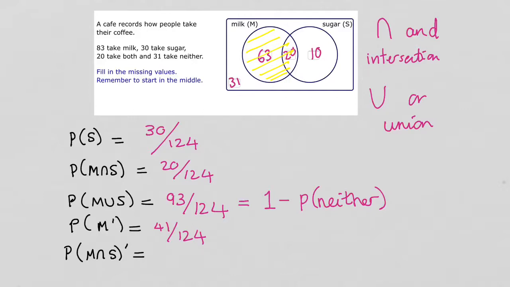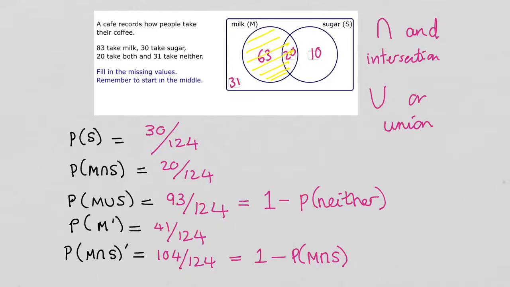Now I'm going to look at the next bit, which is milk and sugar not. Well, we've already done milk and sugar, and that was 20 out of 124. So milk and sugar not would be everyone who's not in that intersection there. So it could be people who take milk and not sugar. Could be people who have sugar and not milk. Or it could be people who have neither of those. So that's going to be 104 out of 124, which is 1 minus the probability of milk and sugar. So that little apostrophe there means not.